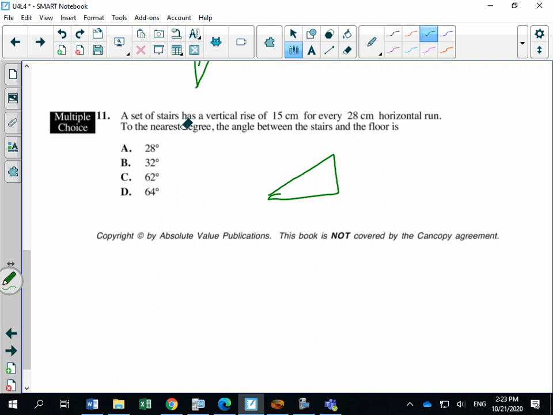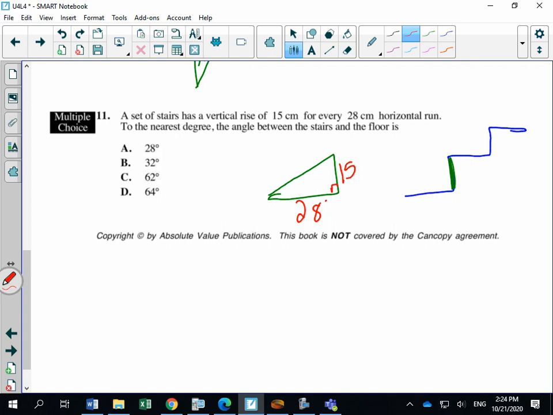But it says a set of stairs has a vertical rise of 15 centimeters. So what's the vertical line on this triangle? If you have a set of stairs, the vertical is the up and down. So 15 centimeters would go here for every 28 centimeter horizontal run. So they're just doing a rise over a run. But if that's the rise, this guy would be the run. 28 centimeters.